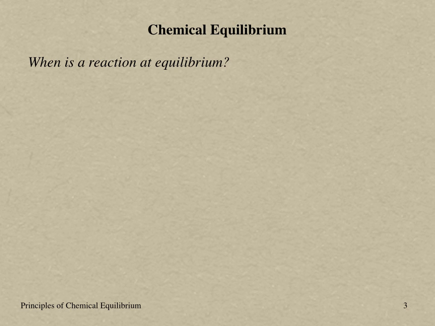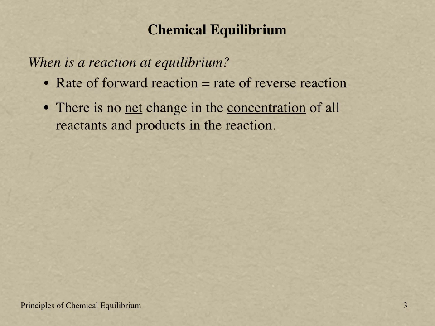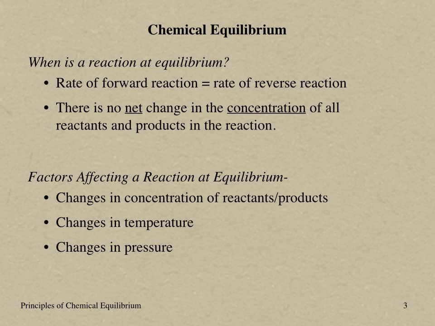A reaction at equilibrium is one that is reversible, where the rate of the forward reaction equals the rate of the reverse reaction. Since the forward and reverse rates are equal, there is no net change in the concentration of reactants and products. The most common factors which affect a reaction at equilibrium are changes in the concentration of products or reactants, changes in the temperature of a reaction, or a change in the pressure exerted on a reaction.